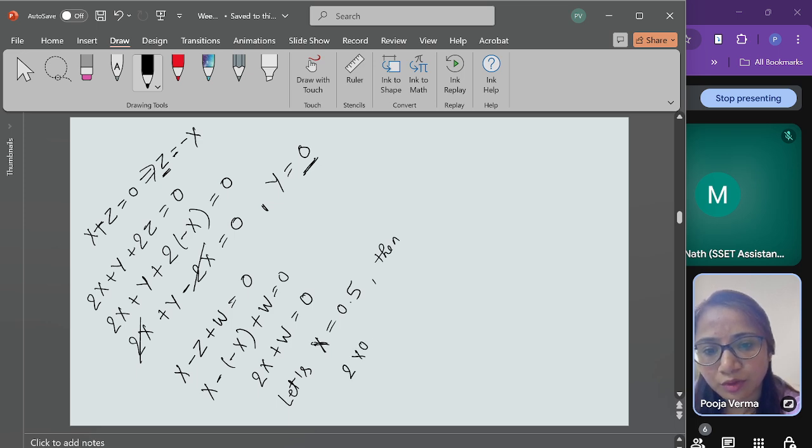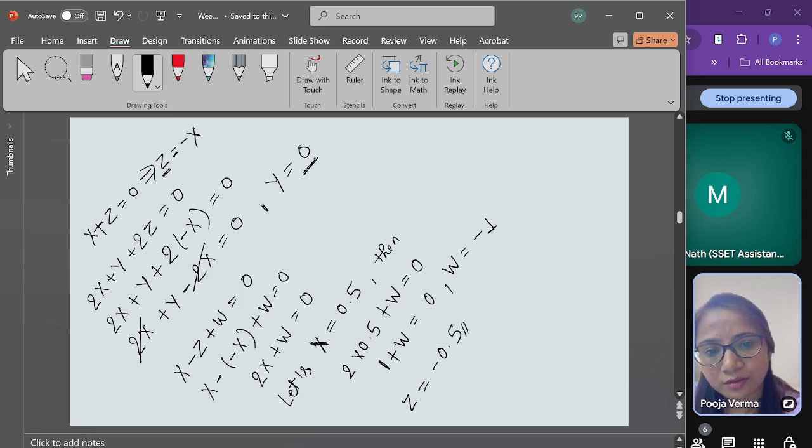So 2 into 0.5. We have just taken this value to further solve this equation. So you will get 1 plus w, right? X is equal to 0.5, so what will the values be? So w is equal to minus 1, we have got, right? Now we need to calculate the next value, z. So x is equal to 0.5, so z will be minus 0.5.